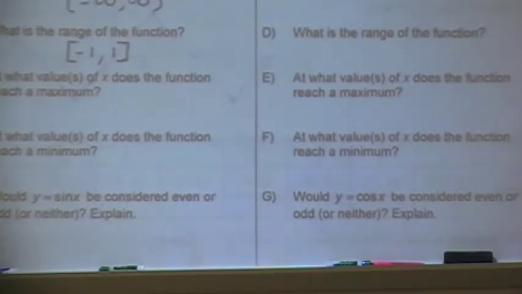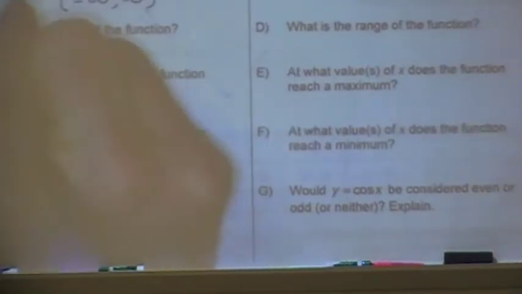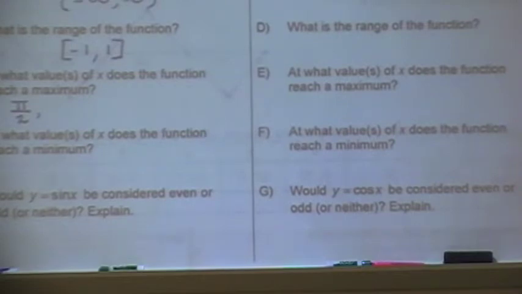At the pi over 2's. Now, it isn't just the pi over 2's, because that almost would imply that it happens at 3 pi over 2 and it doesn't. It happens at pi over 2, for sure. And then what? Where's the next place that it occurs?